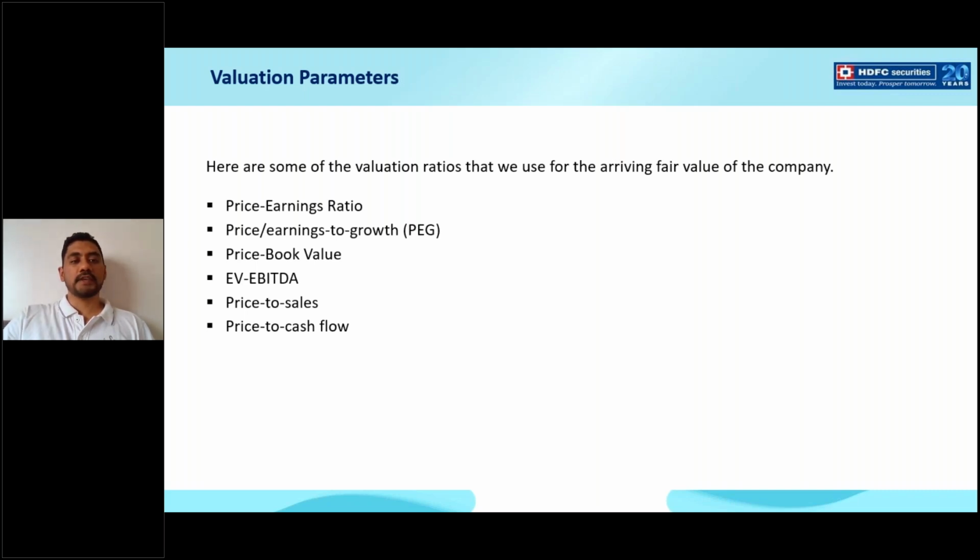So next is the price earnings to growth ratio. This ratio is the stock's PE ratio divided by the growth rate of the company's earnings over a specified period of time. This ratio is used to determine a stock's value while also factoring in the company's expected earnings growth, and it provides a more complete picture than a standard PE ratio.